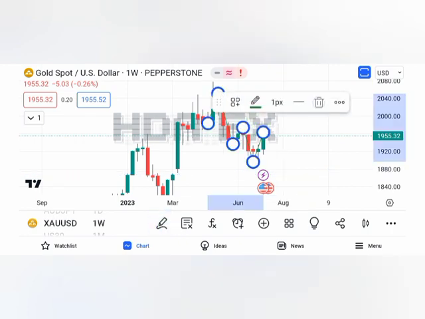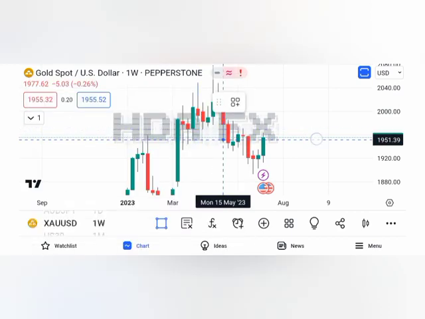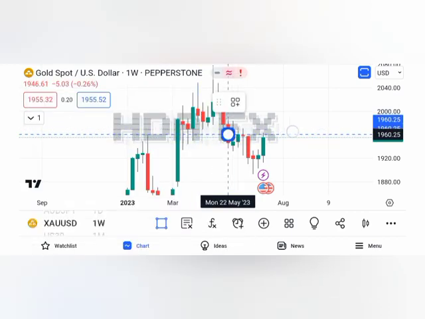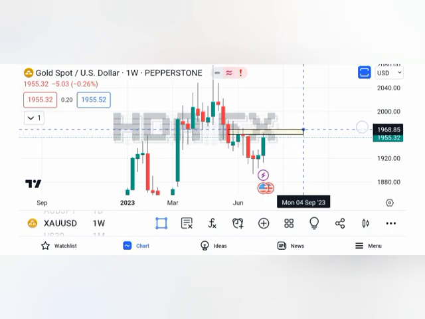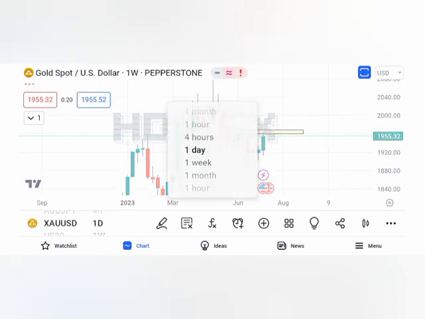So now on the weekly time frame, we can spot that gold has gotten to this key level here. Gold has gotten to a key level at this very point here. So now let's move to the daily time frame and study the price action there also.